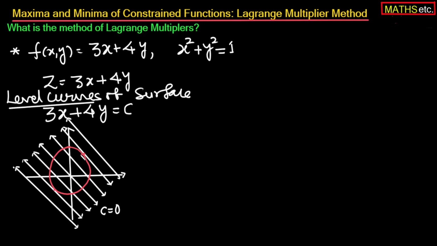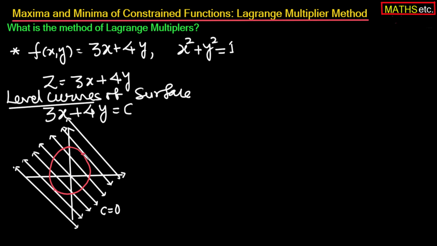And from the diagram we can see that as we go further away from the origin, the value of this function increases, and this is the point which is common to the level curve as well as the constraint. At this point the function has the maximum value, and just on the opposite side, this is the point where the function will have a minimum value.